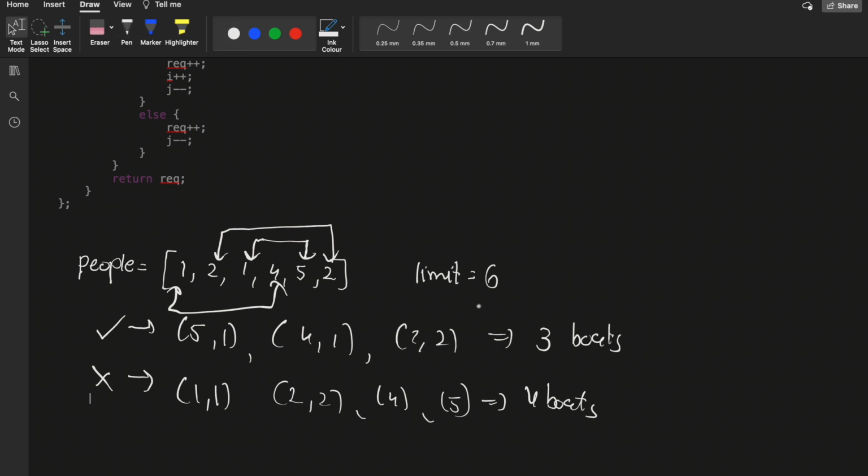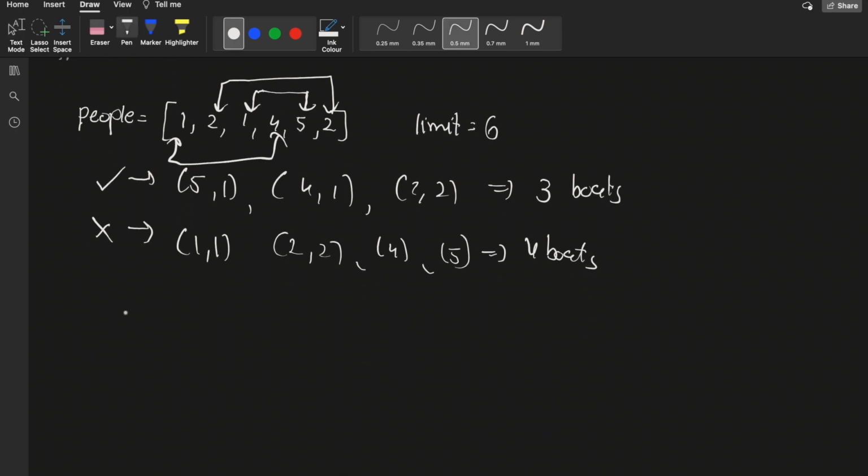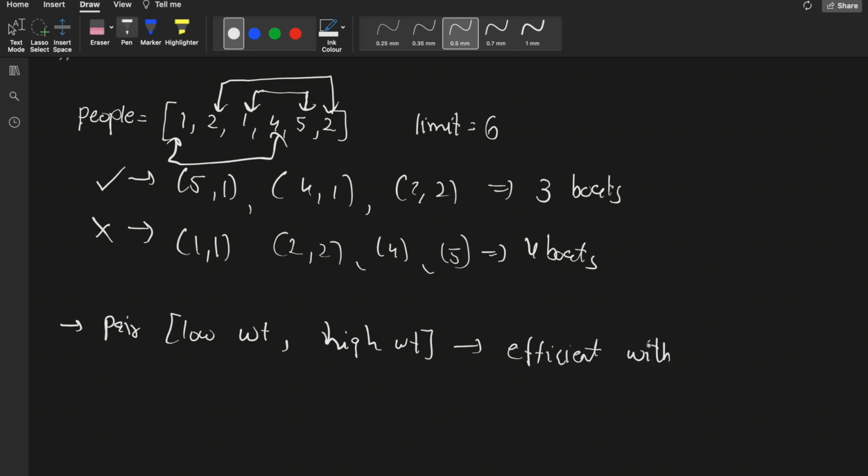So what will be the efficient pairing in all the cases? So the thing here is, if you try to pair a low weight with a high weight, then there are chances that this will be an efficient pair, where the sum of weight is less than or equal to the limit. Okay, this is possible, right?